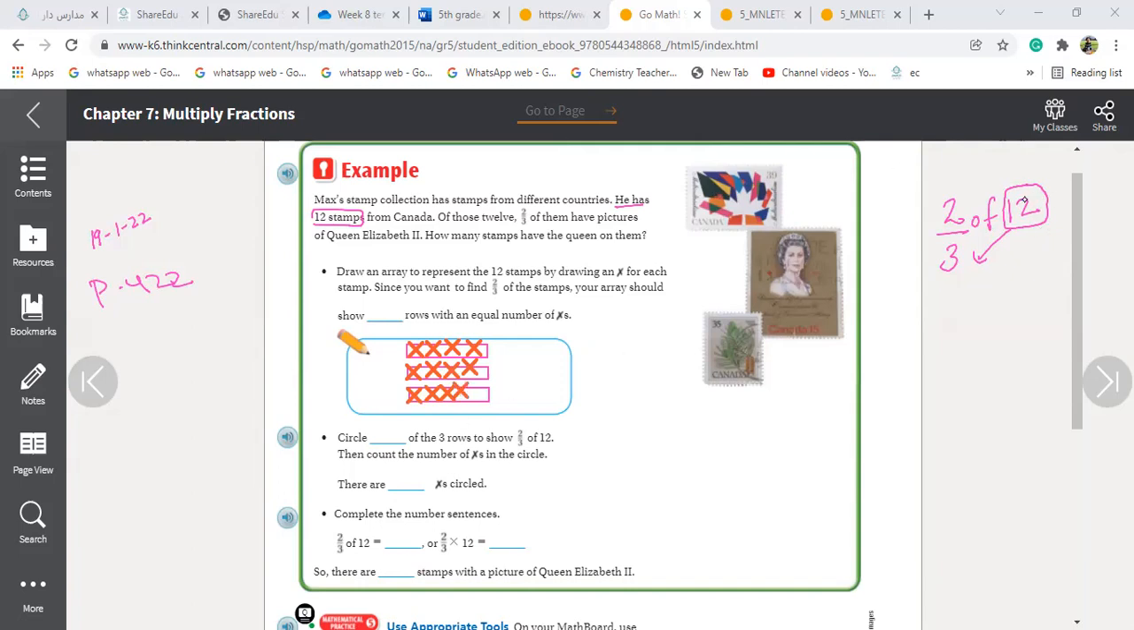First thing, you see how many total you have and how many groups you have to divide them into. I have to divide 12 into 3 bags. When I divide 12 into 3 bags, in each bag I have 4 stamps. But the question is, out of that, I just select 2 bags. Let me select 2 bags with different color. Now tell me how many there are in 2 bags. Leon Faiz, tell me. 8. That is your answer.